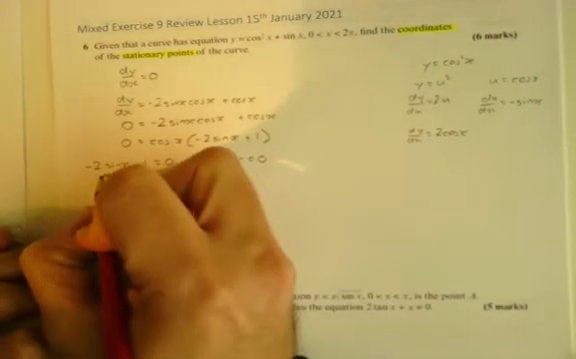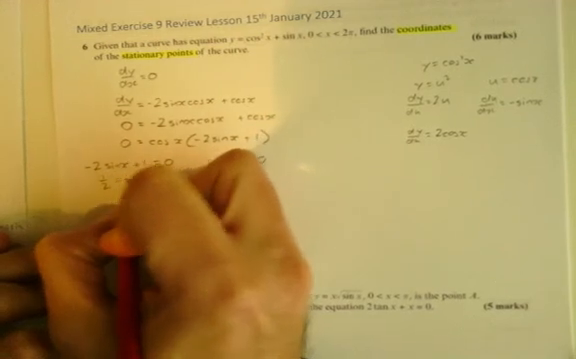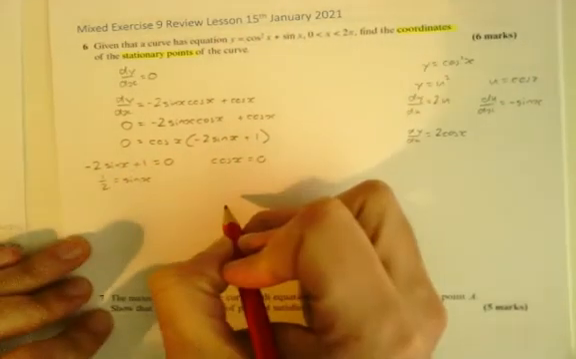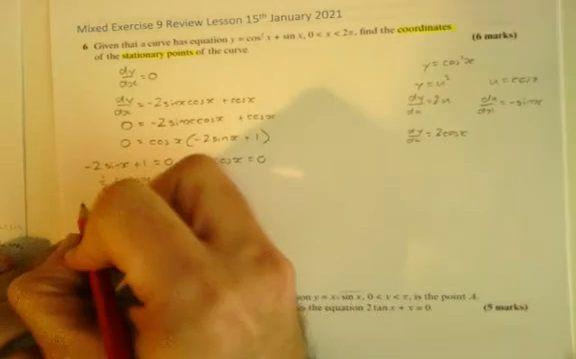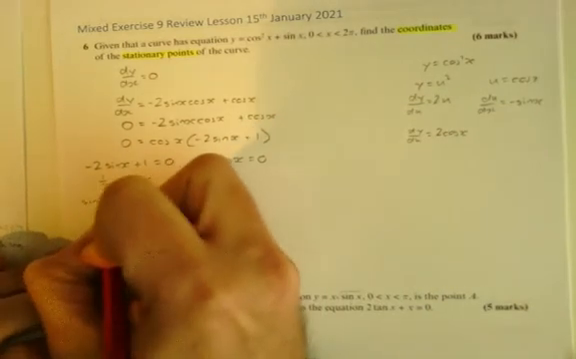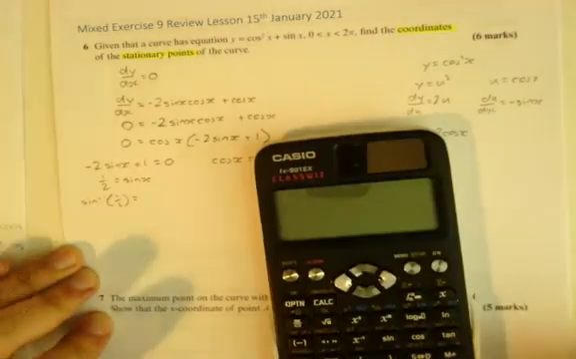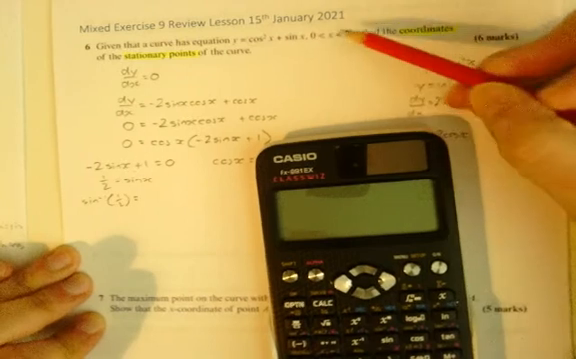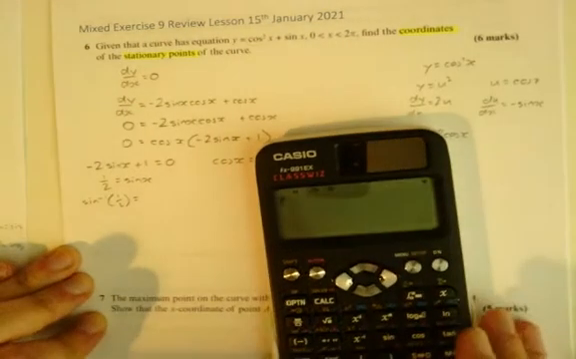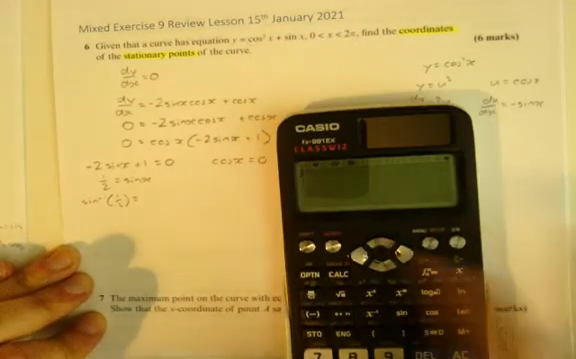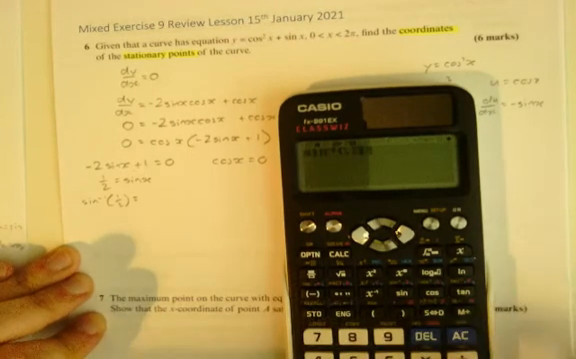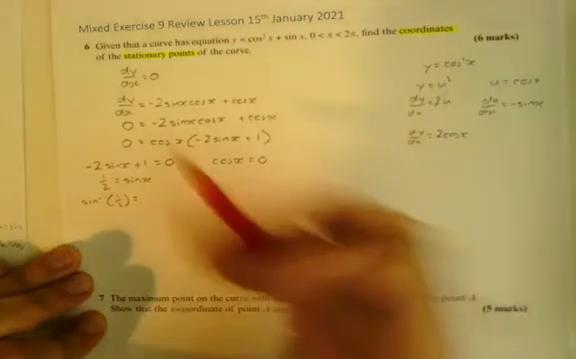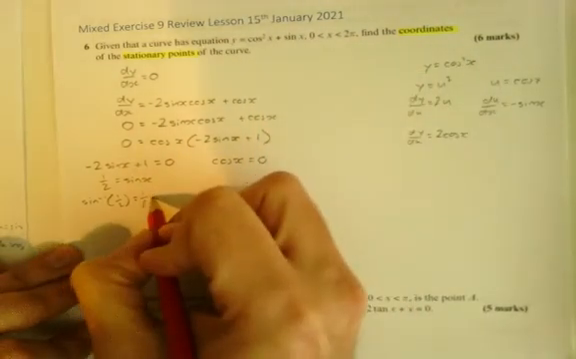So if we rearrange this, we're going to get effectively that a half equals sine x. So I then do sine to the minus 1 of a half and solve that. Remember, what mode do we need to be in here? We'll put this up here. Between 0 and 2 pi, that means we need to make sure we're in radians. So then we do sine to the minus 1 of a half, which gives me pi over 6.